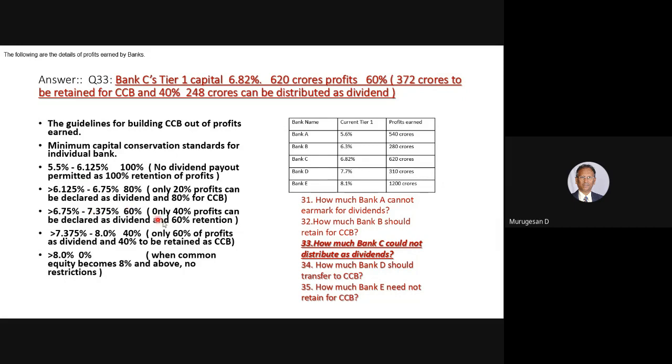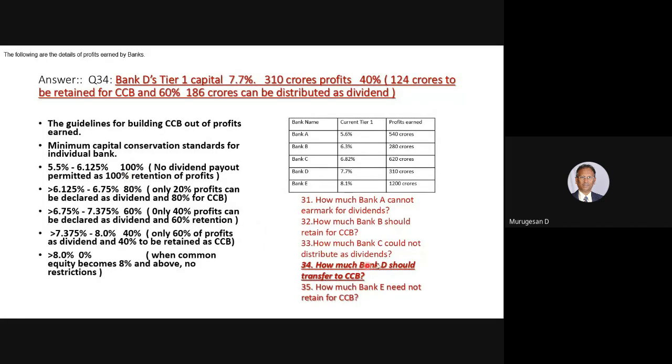What does that mean? 40% of profit they can distribute as dividend. You see the question: would not distribute. They will twist you. Bank C would not distribute. So 60% they could not distribute. You see, 620 crore profit, 60% they could not declare as dividend, and it should be retained. So 40% can be declared as dividend. They will twist you: how much cannot be declared as dividend? How much can be declared as dividend? So these are the questions. You know this formula.